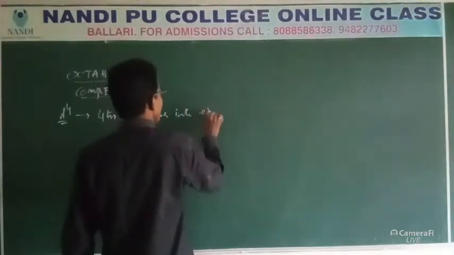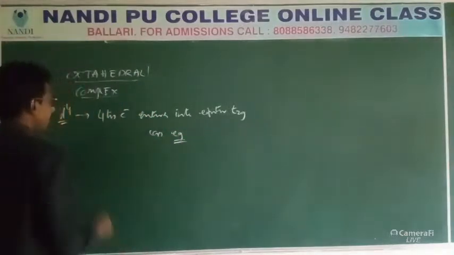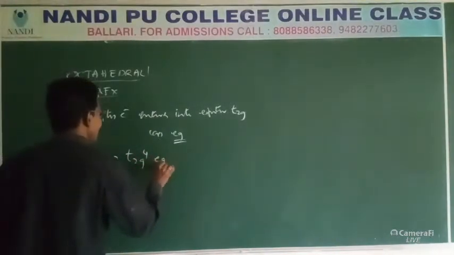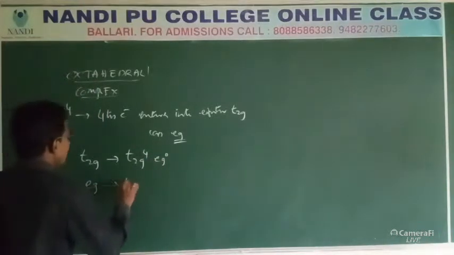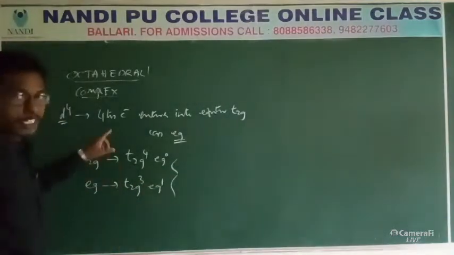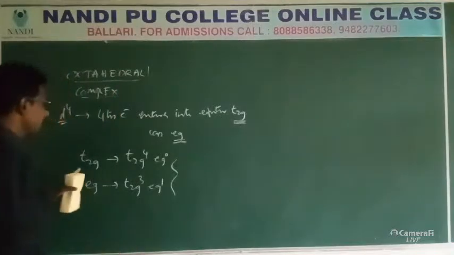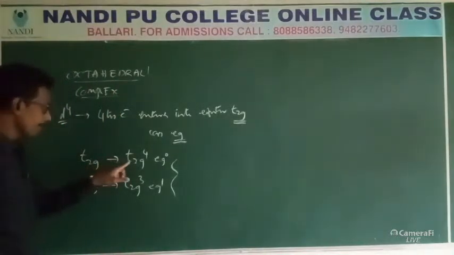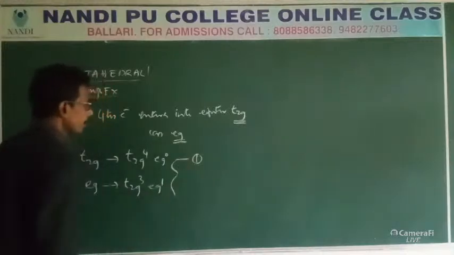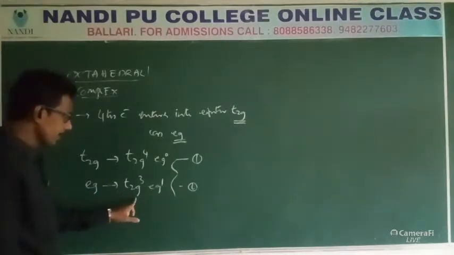Note down, children: for the fourth electron there are two probabilities, it enters into either T2G or EG. If it enters T2G, what is the configuration, children? T2G 4, EG 0. If the electron enters into EG, then T2G 3, EG 1. Two probabilities. If the fourth electron enters into T2G, pairing will start, so T2G 4, EG 0. This is probability 1. Another probability, if the fourth electron enters into an EG orbital, then T2G 3, EG 1.